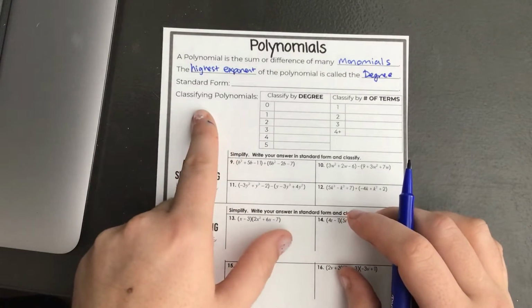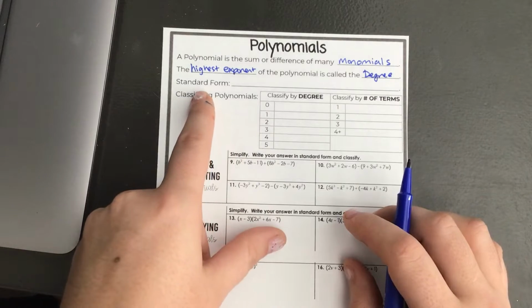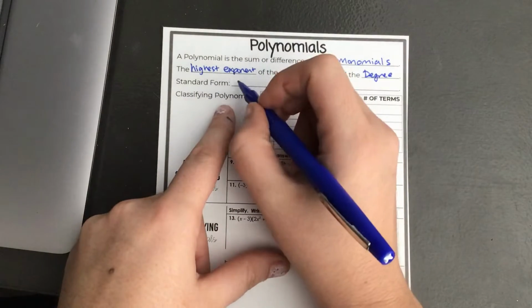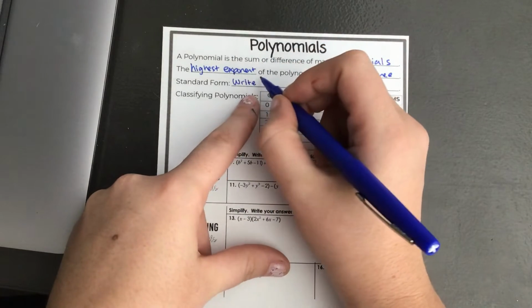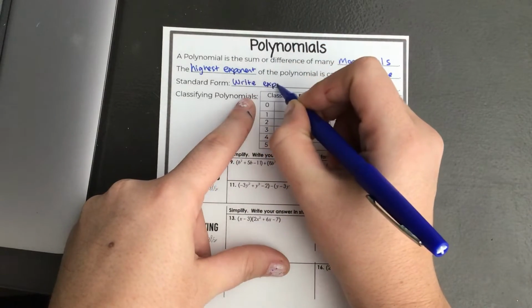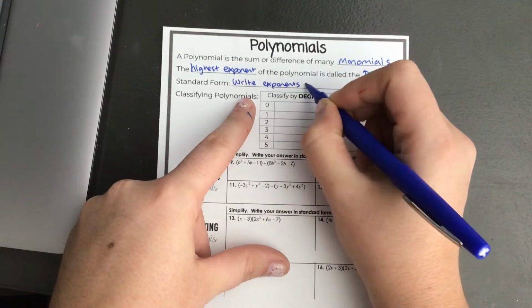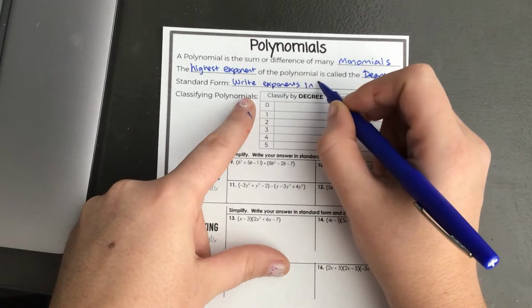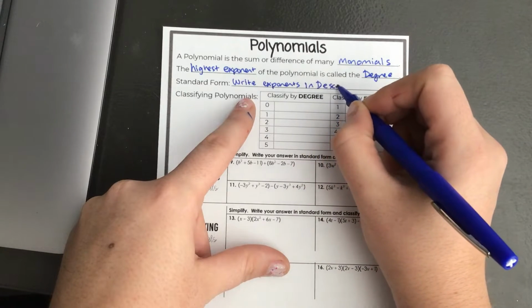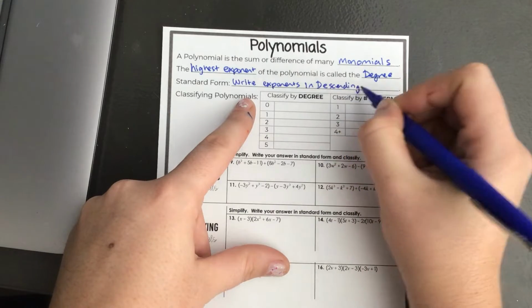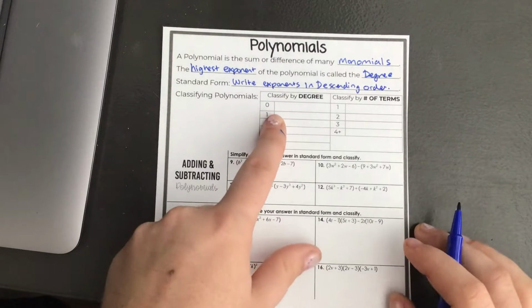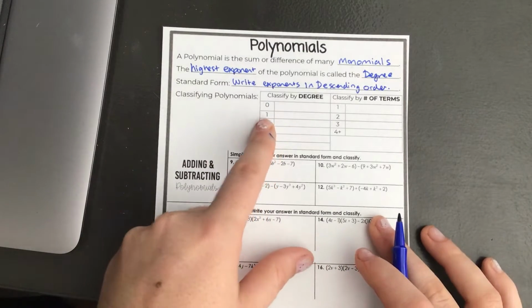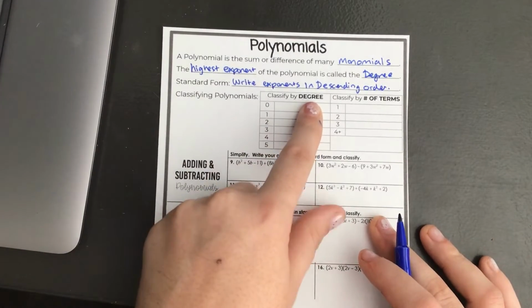Before we start classifying polynomials, we need to make sure that it's in the standard form, which all you have to do is write exponents in descending order. All right, so once they're in standard form, then you can classify them. Their degree is the highest exponent.